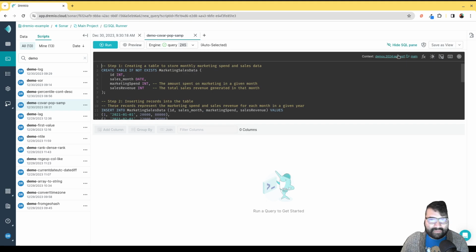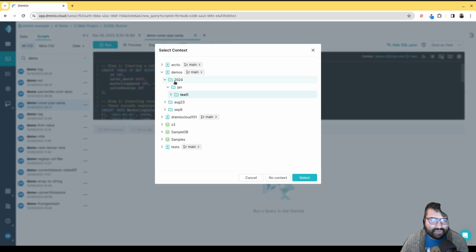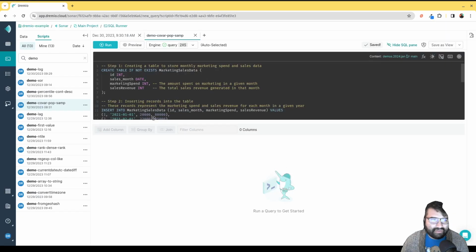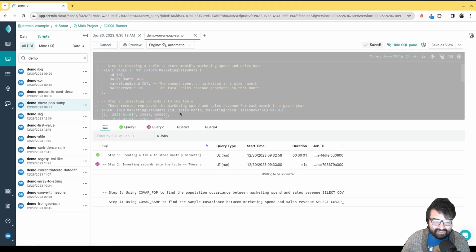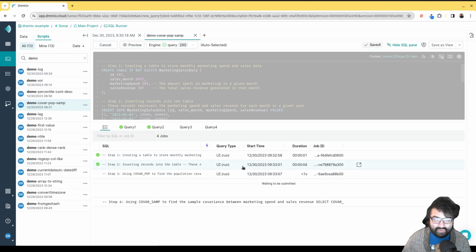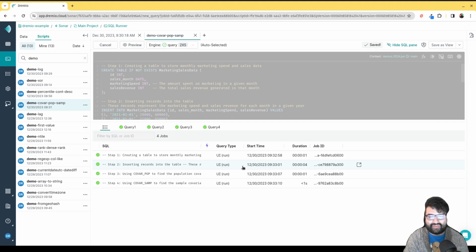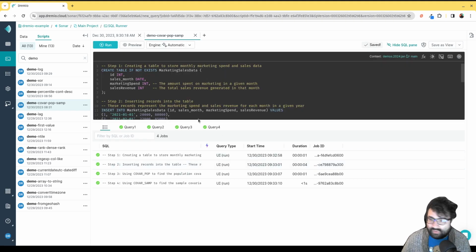Actually, I want to make sure to set the context to our demos folder, so January. Good. Then I'm going to hit run, and we'll create the table. We're going to insert some records, and then we'll run these queries. All the code for all these demos is in the repository that's linked in the video description, so you can run any of these yourself, and also read the comments. There's a lot of really good stuff in the comments as well.